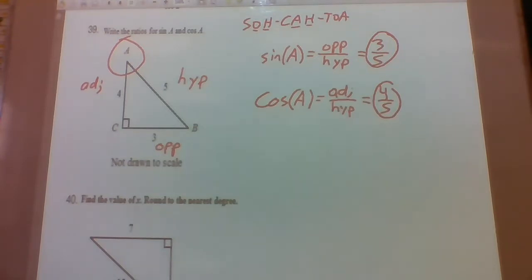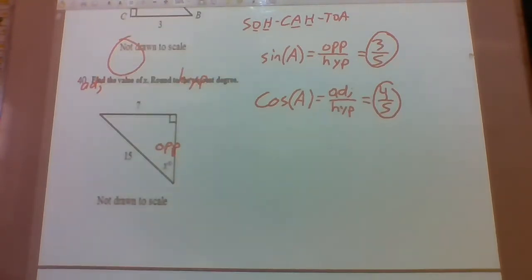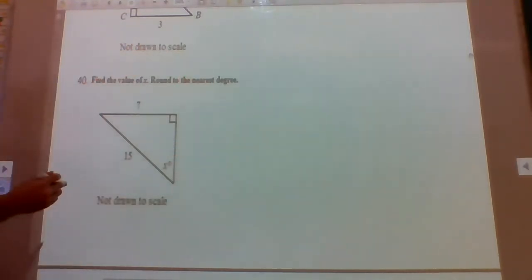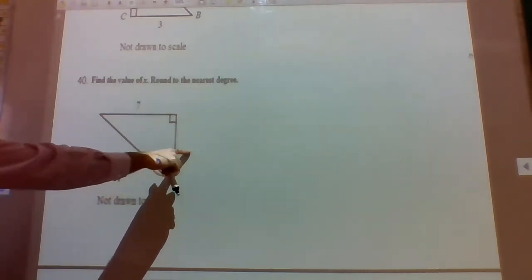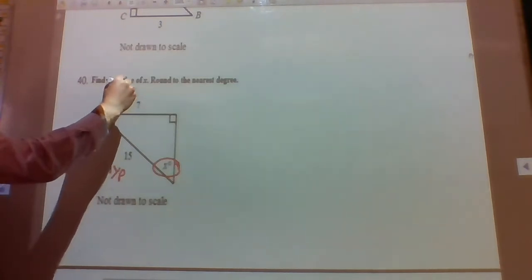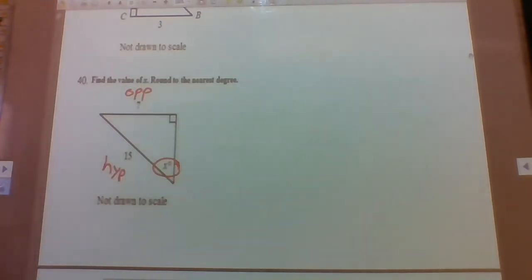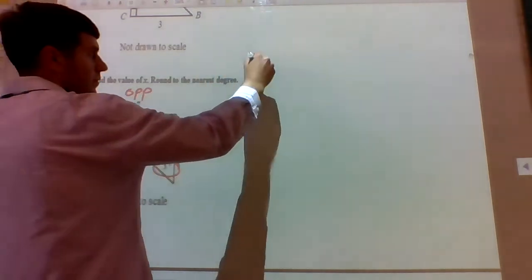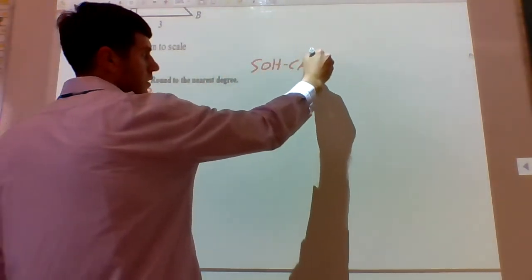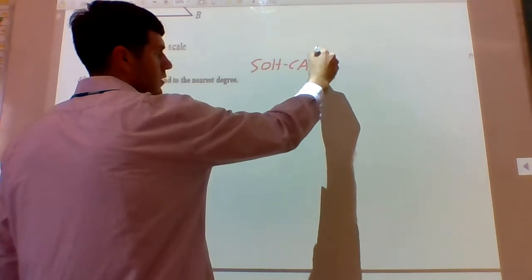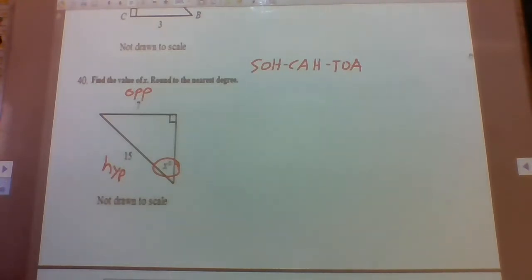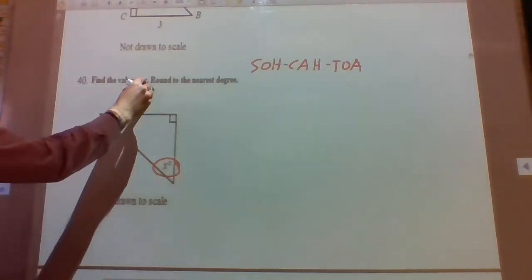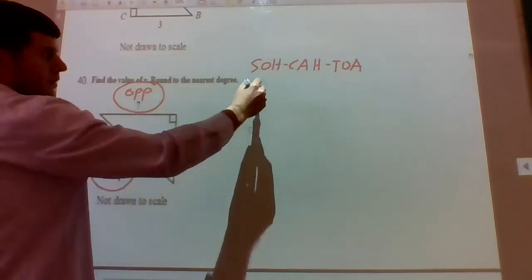40. Find the value of x, round to the nearest degree. Okay, so what we want to do here is label our hypotenuse first, circle our angle. Adjacent is next to, nothing's there. Across from is 7, so 7 is opposite. We're still using SOHCAHTOA. We're solving for an angle, so it's going to be inverse. We have opposite and hypotenuse, which is going to be sine.